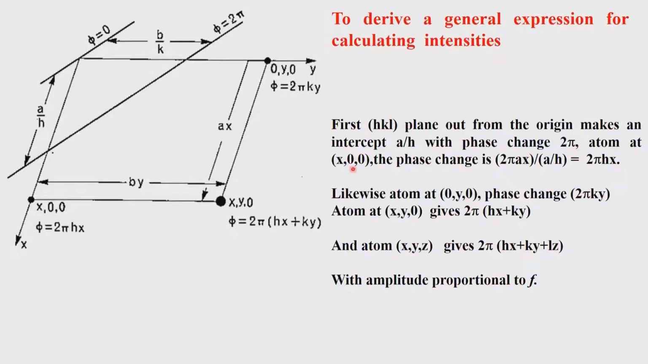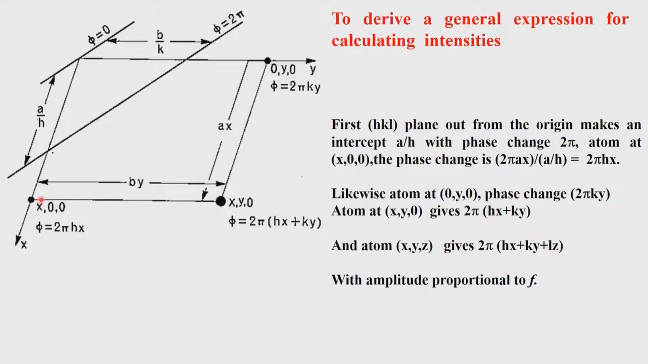Atom is at x 0 0. So, what would be the capital D by small d HKL? The capital D is 2 pi a into x, because that is the distance up to that x 0 0 point, 2 pi a into x divided by a by h, which is the value here. So, if we take this 2 pi a x divided by a by h, this will give rise to 2 pi h x. So, 2 pi h x is now the phase that is associated with this particular atom, its contribution to the plane, which is the first plane out of 0 0 0.